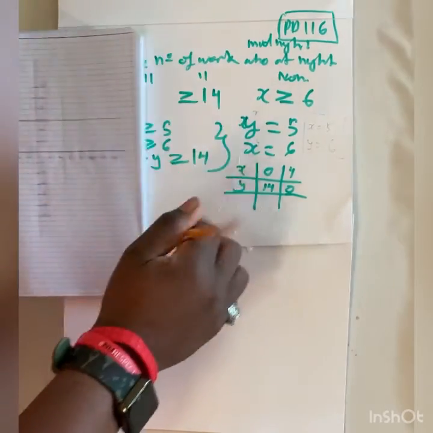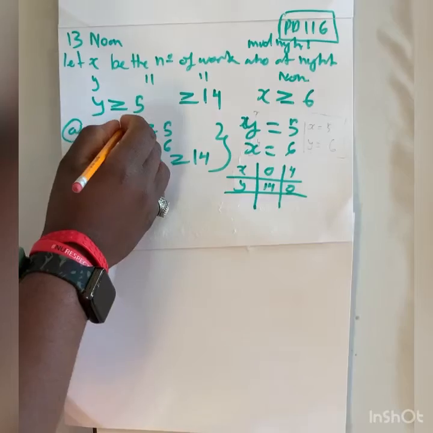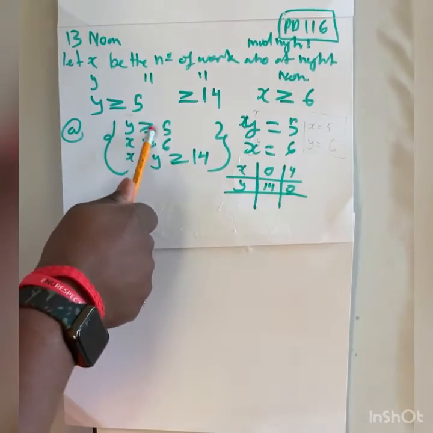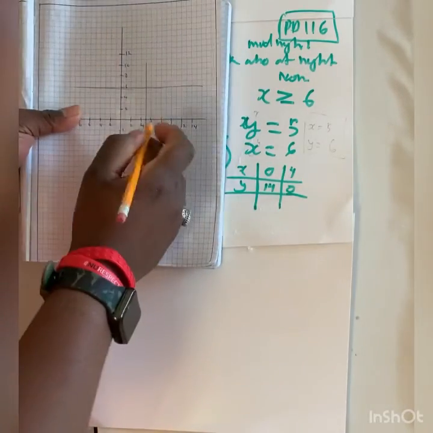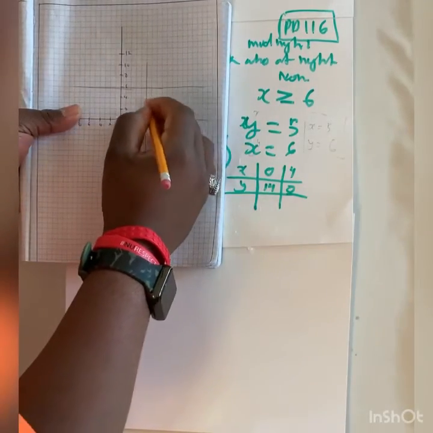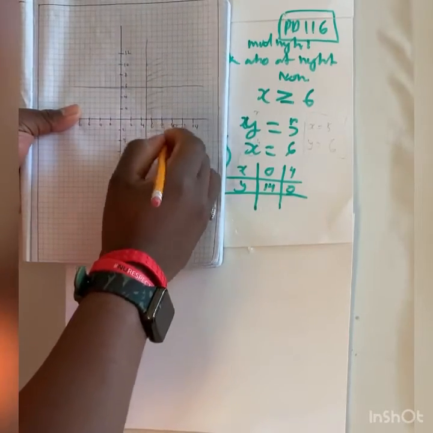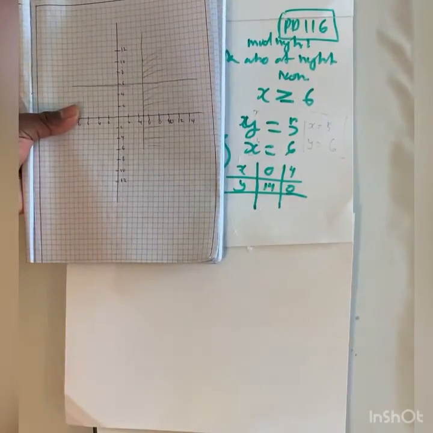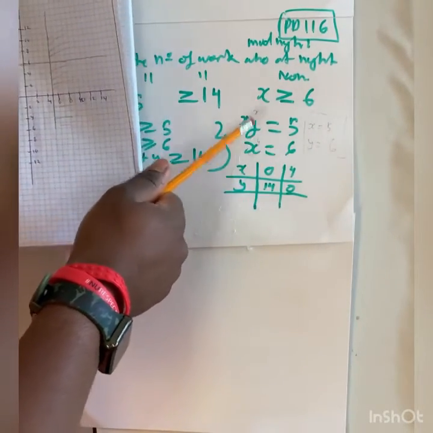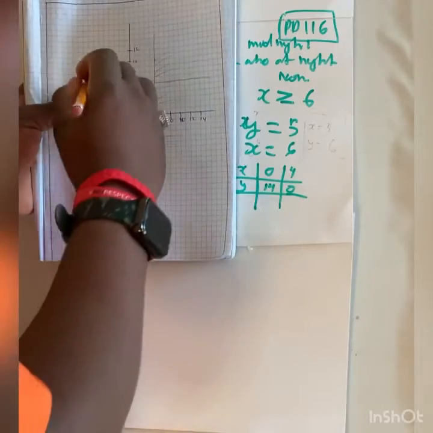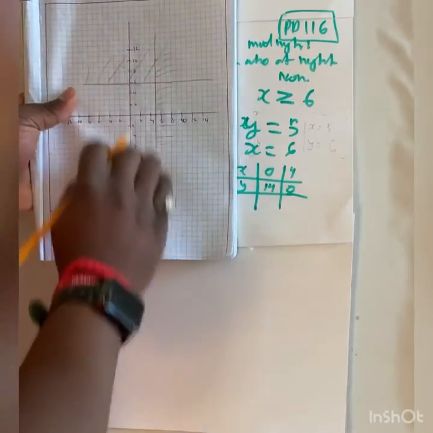But they say in the inequality, this is X, this is Y. They say X is greater than 5. Greater than 5 is this, and I need to shade it. And then they say Y is also greater than 6, so it is this upper part.